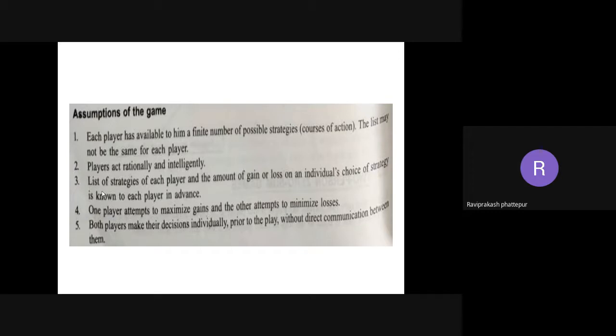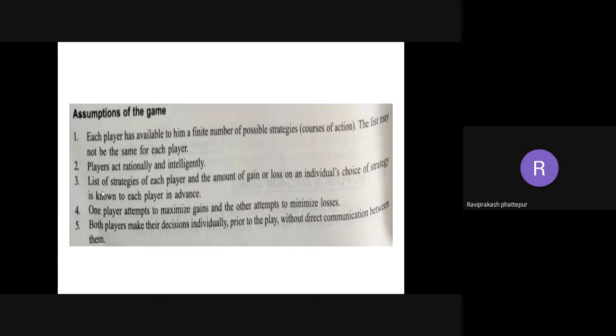Okay, the list of strategies of each player and the amount of gain or loss on an individual choice of strategy is known to each player in advance. That is what we are calling the payoff matrix. So for each strategy that the person or the competitor is making, what are the gains and losses, both the parties know. In advance they know, before taking the strategy. Before choosing it, they already know if they choose that particular strategy, what is the gain or loss for both.